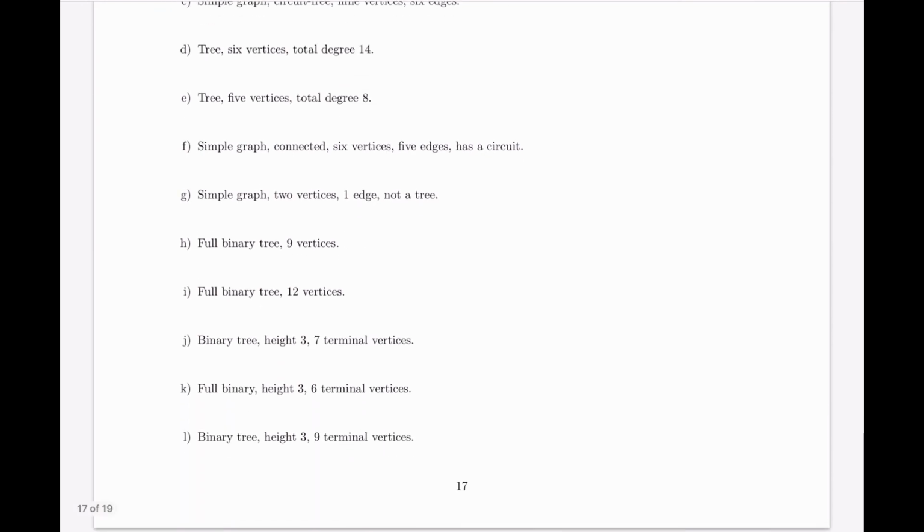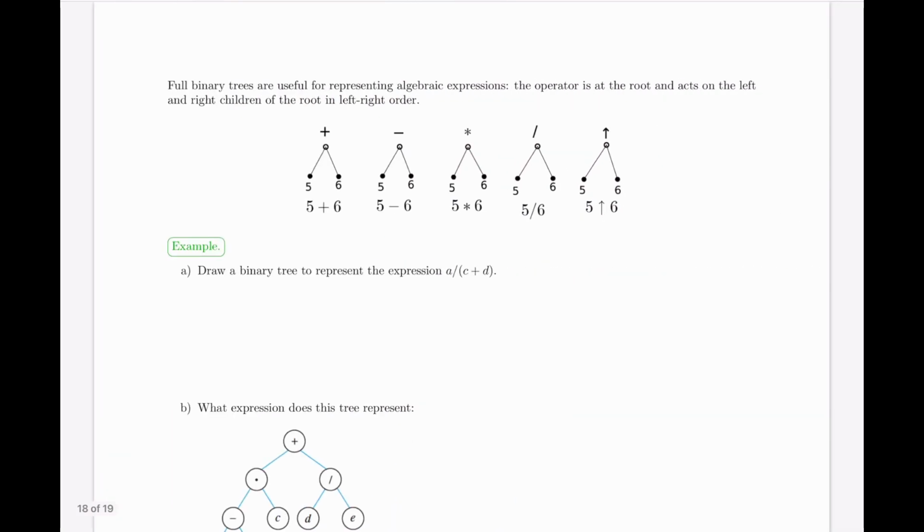Okay, there's quite a few of them there. Next up, and the last part of this lecture, is we're going to talk about how to use binary trees for actually representing algebraic expressions. The way we do that is at the root of a little binary tree, like really the smallest possible binary tree, is going to be an operation.